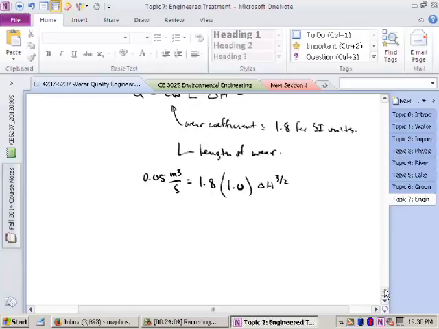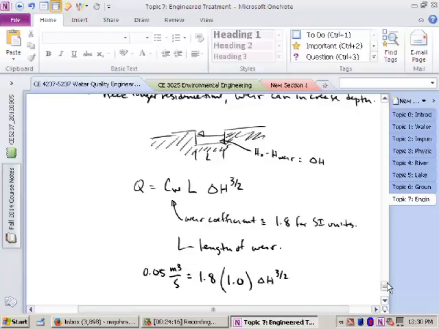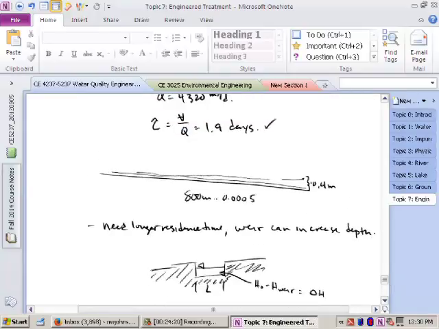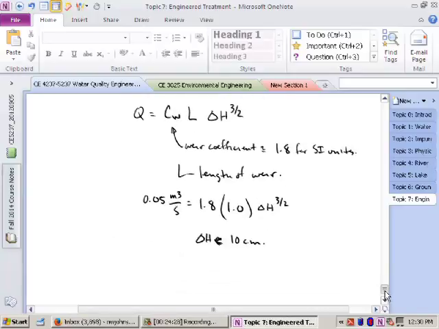It turns out that delta H in this case is less than 10 centimeters. So it's not going to change the depth that much. The big effect of this is going to be the fact that the water has to just pile up behind the weir and sort of flood the backwater area there. And if the weir width was wider, it would even be shallower depth, obviously.